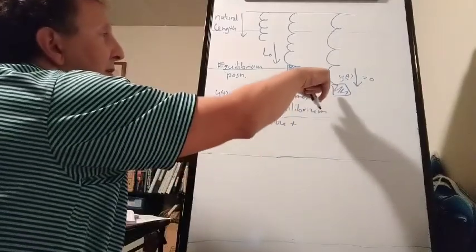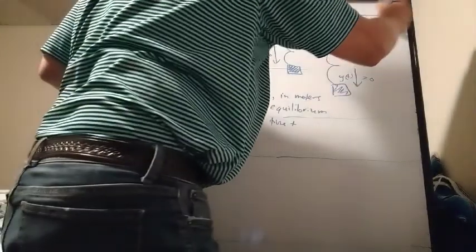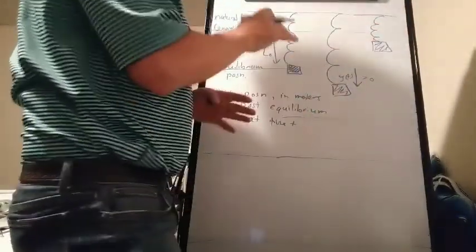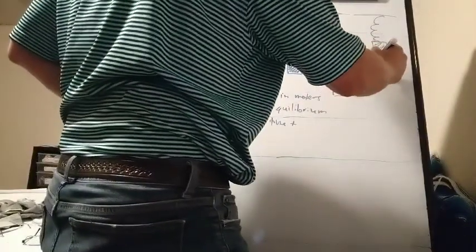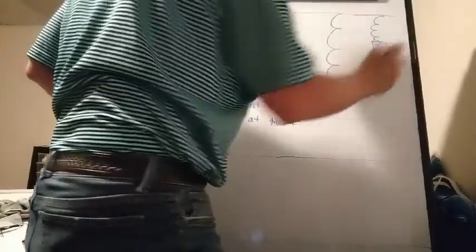So y of t is greater than 0 when the spring is more stretched than equilibrium, and when this bounces up and it's less stretched than equilibrium, we'll say y of t is less than 0.